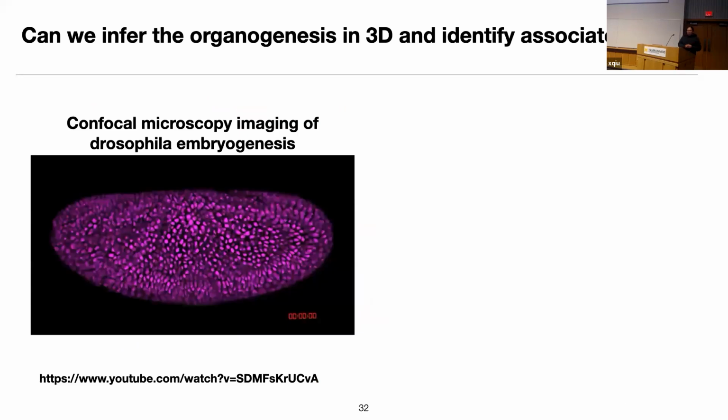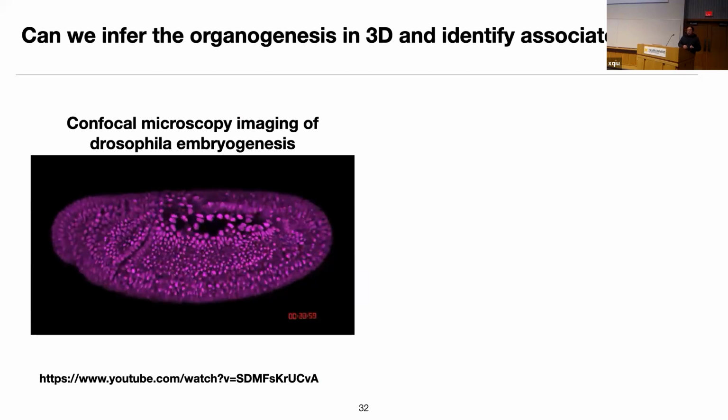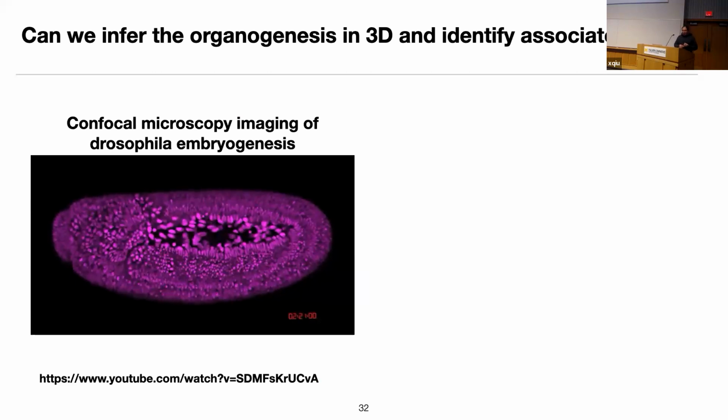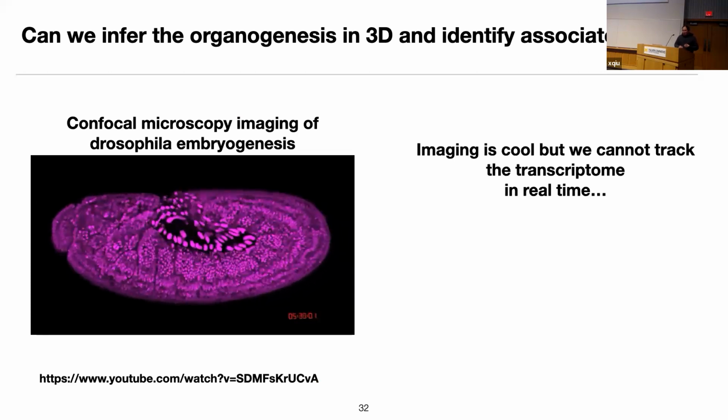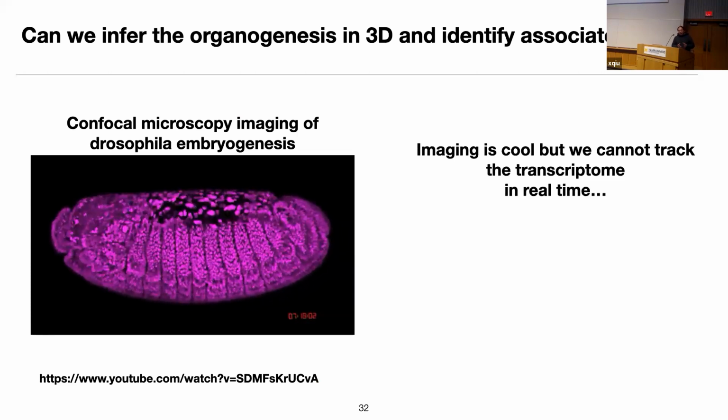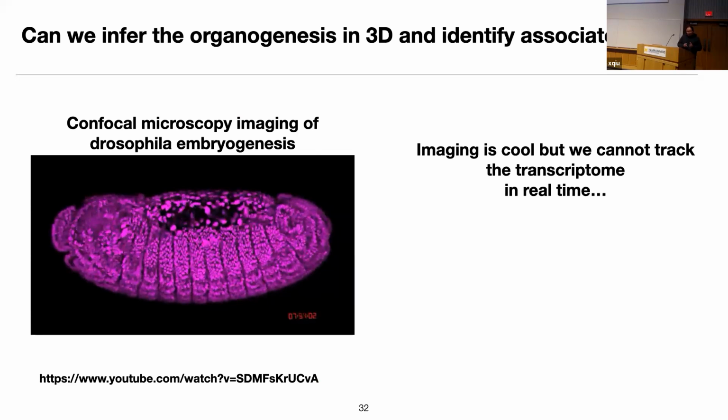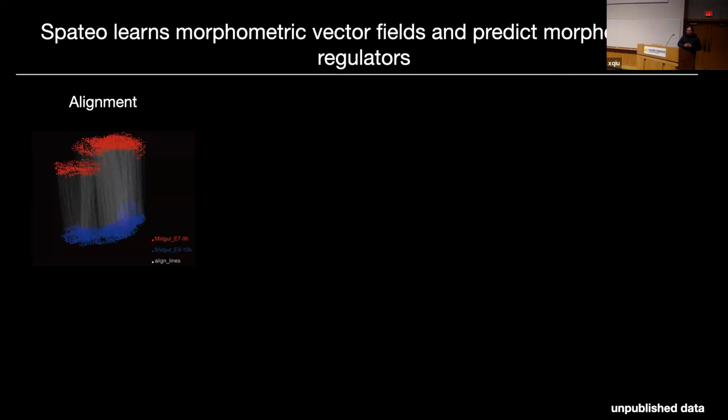Of course, you can do live imaging. You can try to use live imaging to track how the cells migrate in 3D space. But this kind of method cannot give you the transcriptome in real time. So it would be really cool if we are able to not only track the migration of cells, but at the same time the gene expression changes. So here, I'm going to use the midgut as an example to demonstrate how we can achieve this goal.